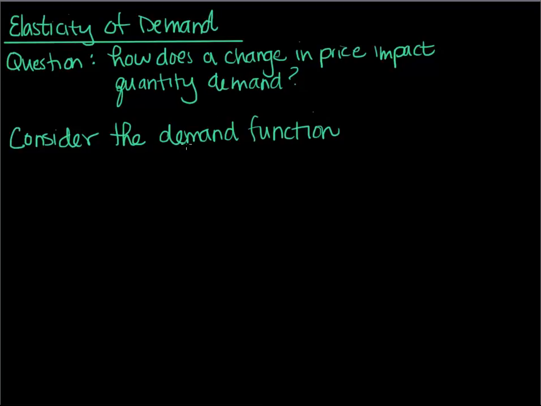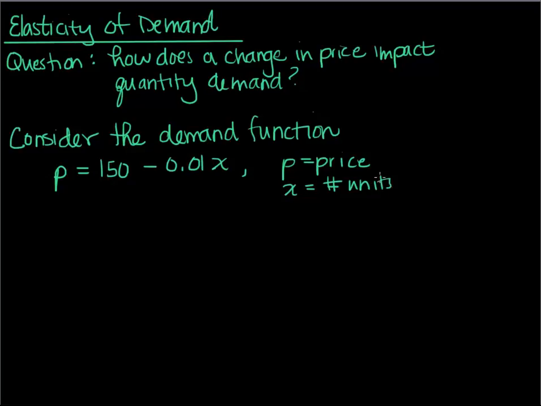Okay, and what we used before was P equals 150 minus 0.01x, where P equals price, and we're going to call this X something else. I'm not quite sure why they do this, but X is the number of units, which we're going to call quantity later. And the demand thing here.